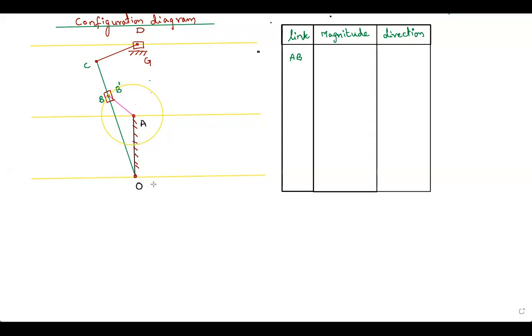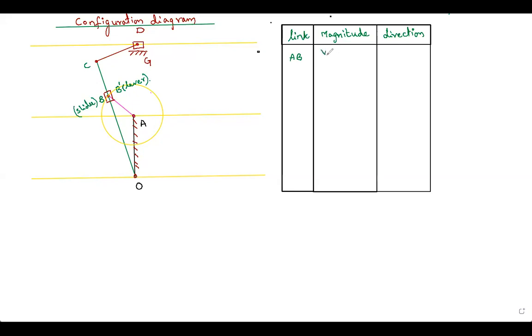And now B is on the slider and B dash is on the lever. Remember those parts. So I can write B dash is on the lever and B is on the slider. Very important to know this. So now link AB is in pure rotation.